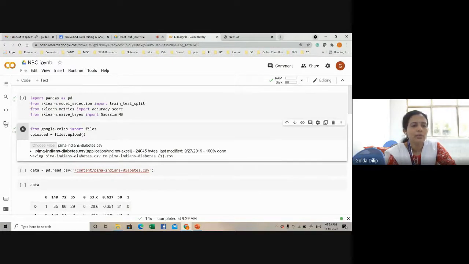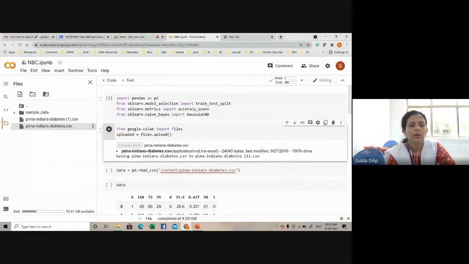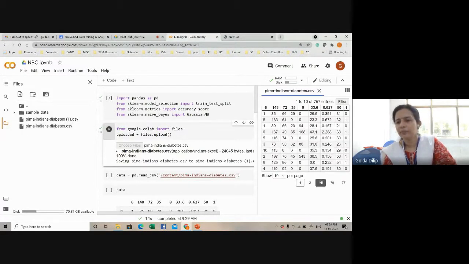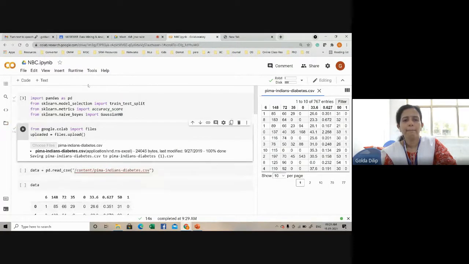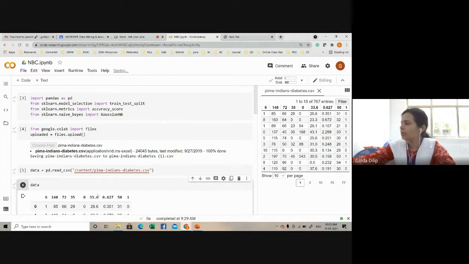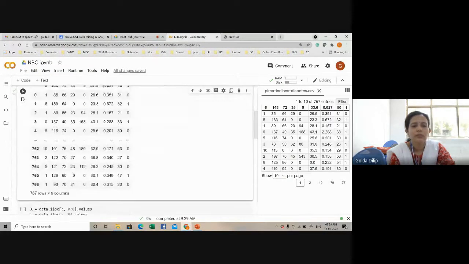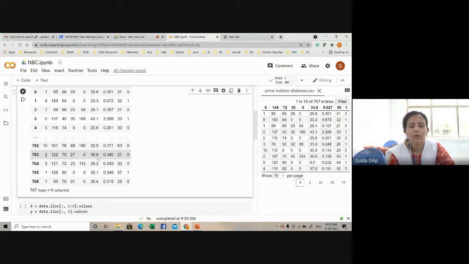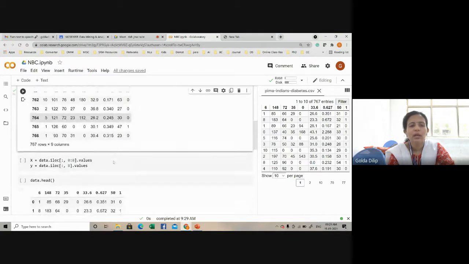Now you can see it here. This is the data set. You read the CSV file and print the content of the data set. This is your data set with 767 records and 9 columns, 9 attributes.